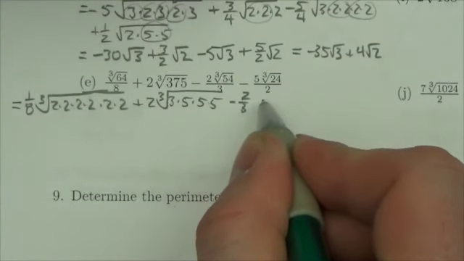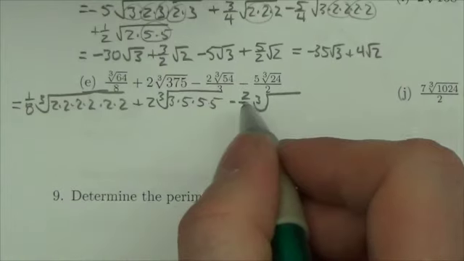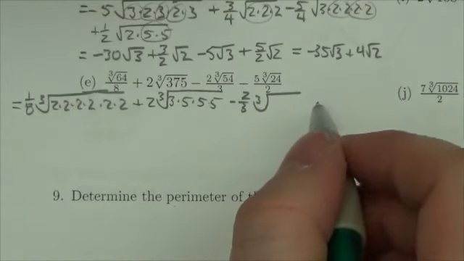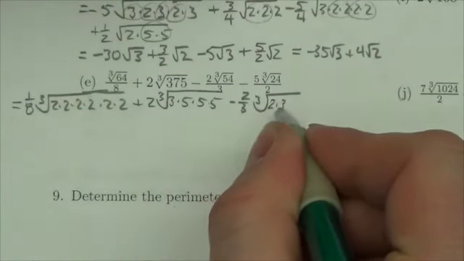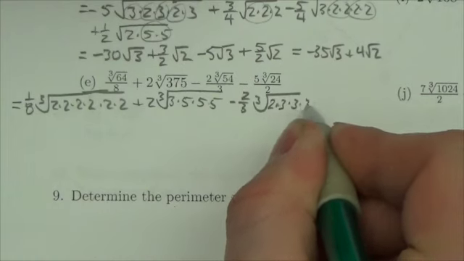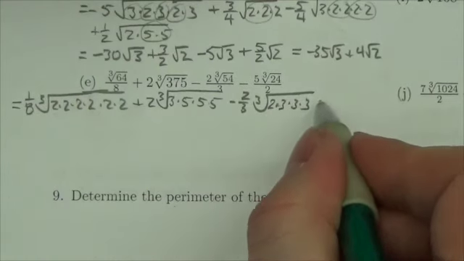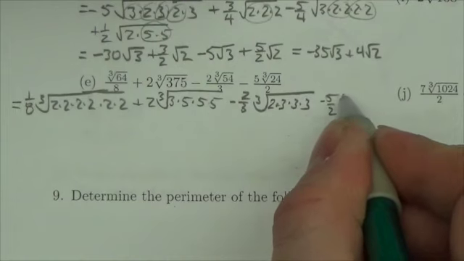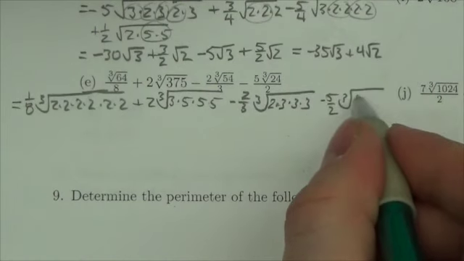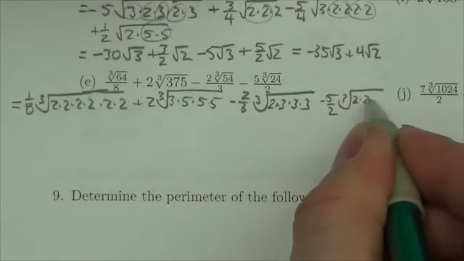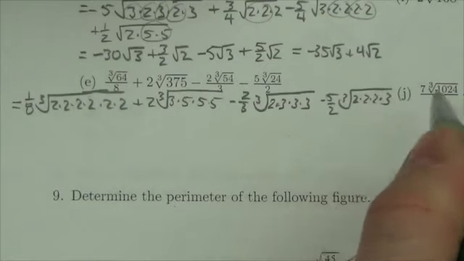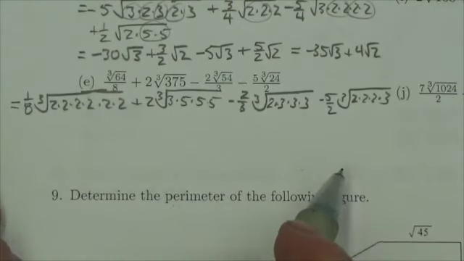Minus 2/3 cube root of 54. 54 is 6 times 9, so that's going to be 2 times 3. There's my 6 times 3 times 3. There's my 9. Minus 5/2 times the cube root of 24. And 24 is 8, so 2 times 2 times 2 times 3. I knew I was going to be tight for this one.